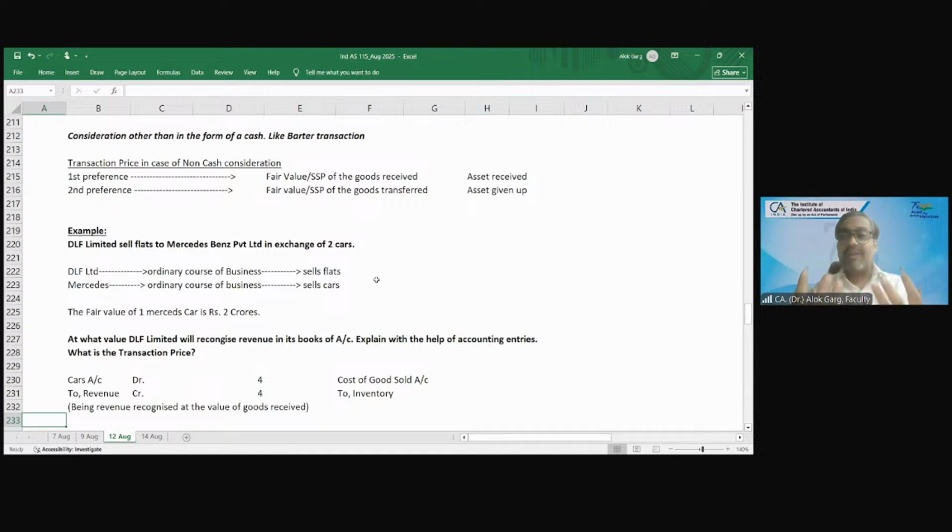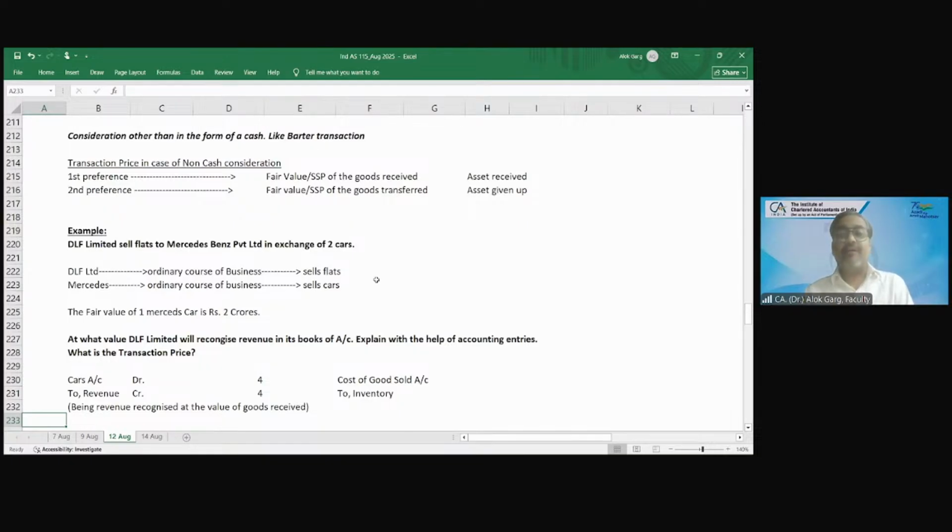So what are we getting from our customer? The simple case is we are getting money from our customer. So what is the fair value of the money? The customer is giving us 1 lakh rupee. So what is the fair value of 1 lakh rupee? 1 lakh rupee itself is the fair value. The currency which you carry is already at fair value, right?